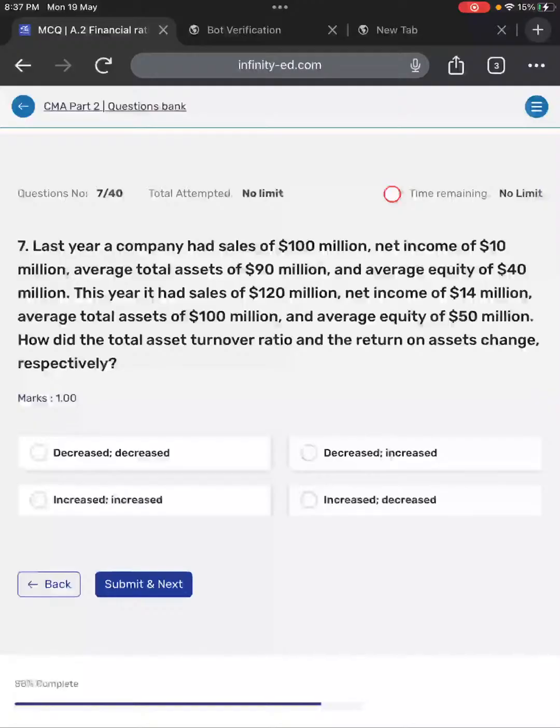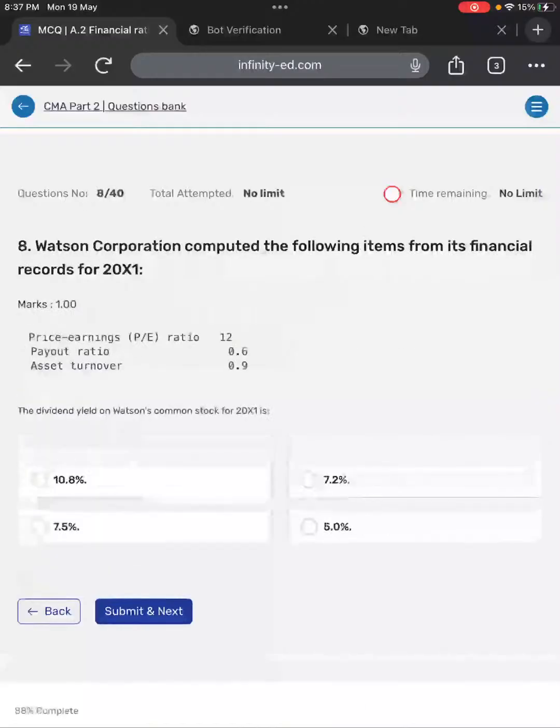Question number 7. How did the total asset turnover ratio and return on assets change respectively? Both increase. This is already done.